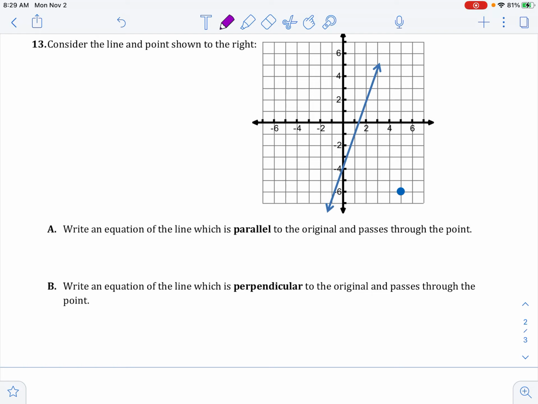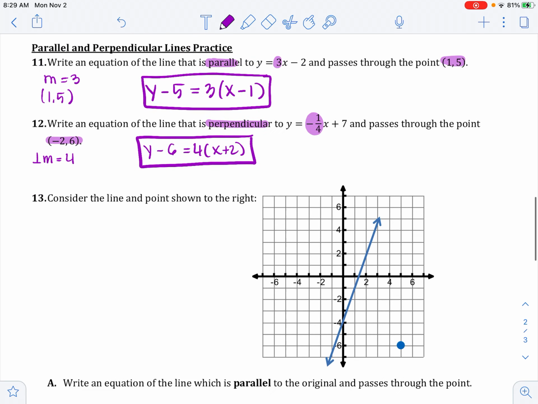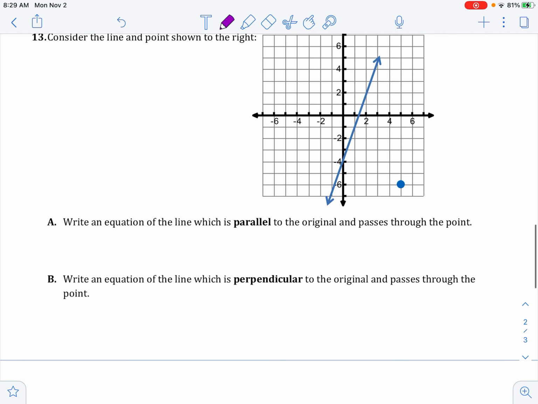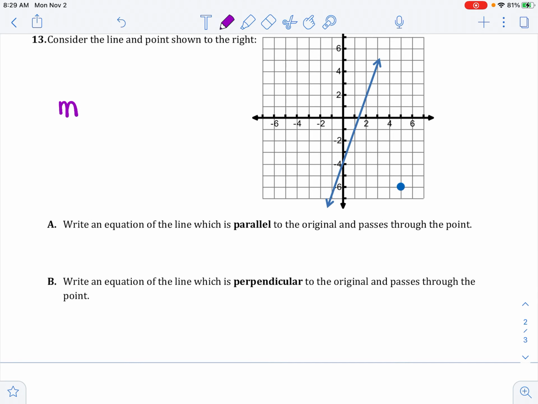All right, last one's a two-part question. It says, consider the line and point shown to the right. The first one, A, says, write an equation of the line that's parallel to the original and passes through the point. And then the other one says, write an equation of a line that's perpendicular. So it's very similar to 11 and 12, except for it's in a graph instead of written down.